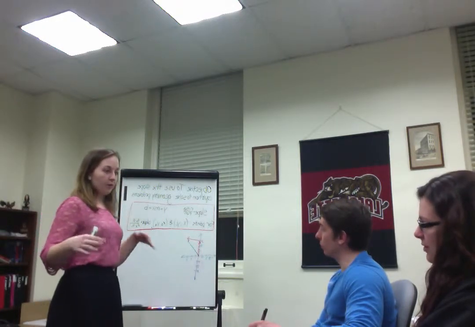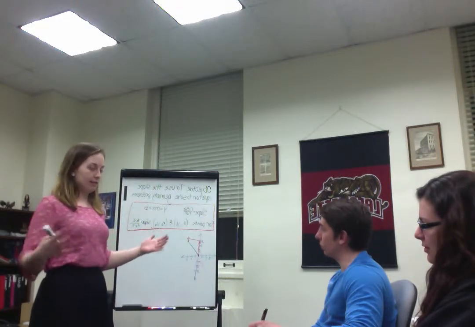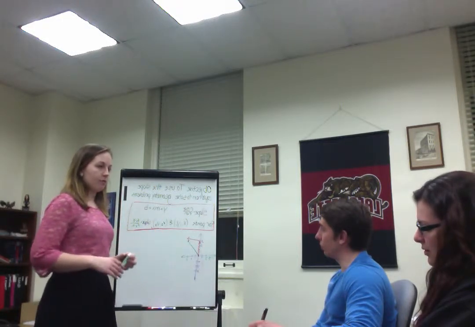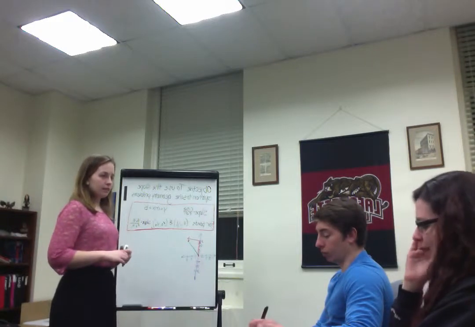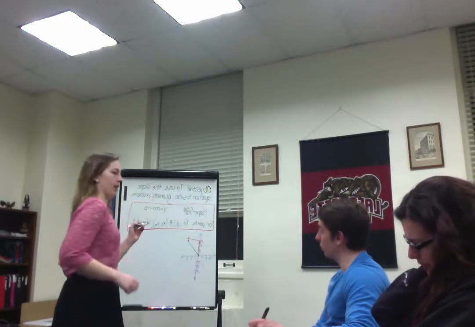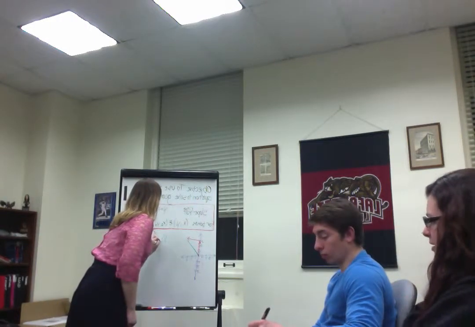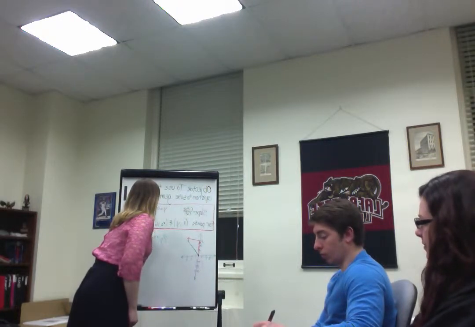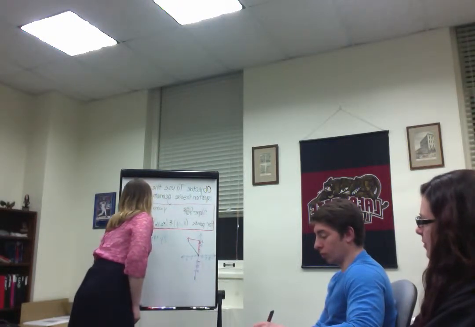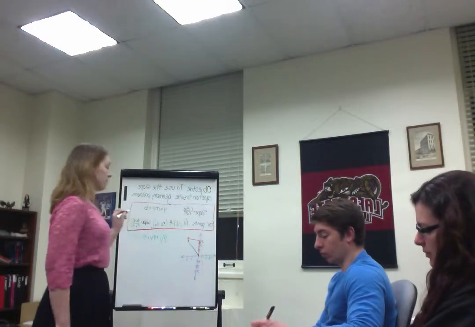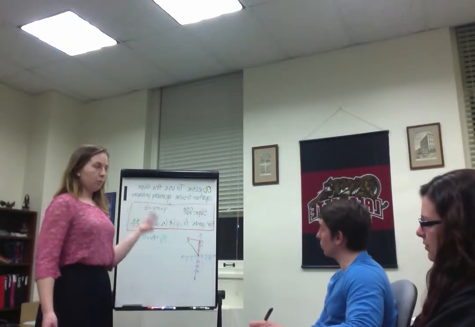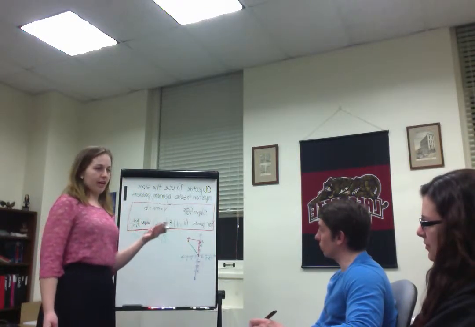So, if we want to know the slope, we have to think about what we already know. Second step. So what do we already know, Julia? The equation of the line. So what is the equation of the line? 2y plus 4x plus 5 equals 0. Great.